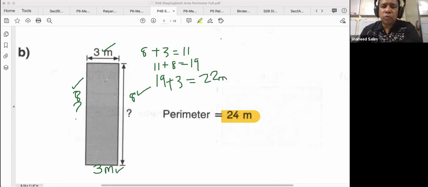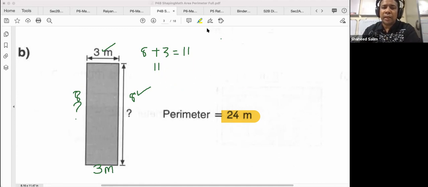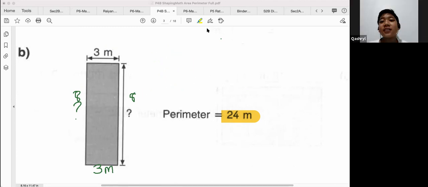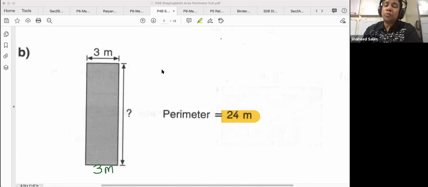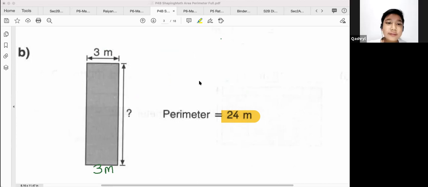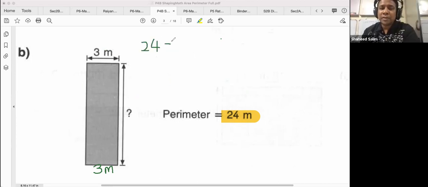So now how to do this question? 8 is not the right answer. What is the right answer? We have to try to think now. Is it 9? Okay, most probably it is 9. So how to do? We take perimeter 24 minus 3 minus 3.